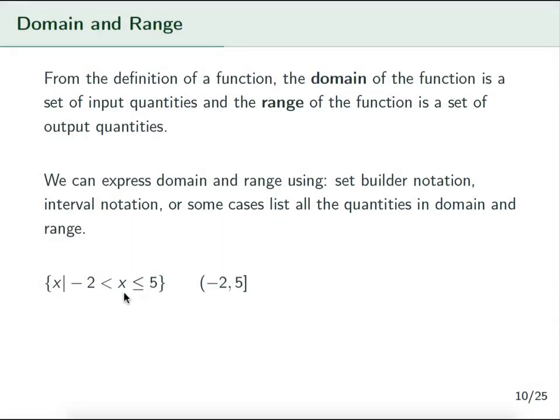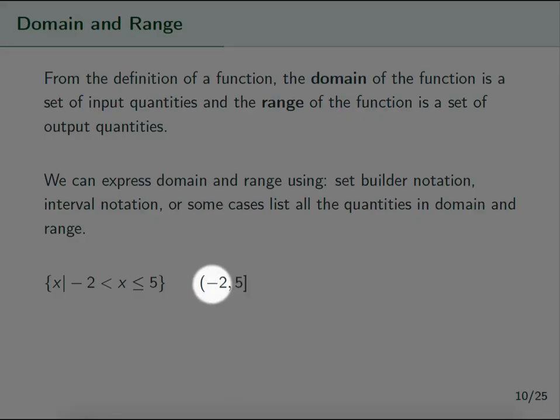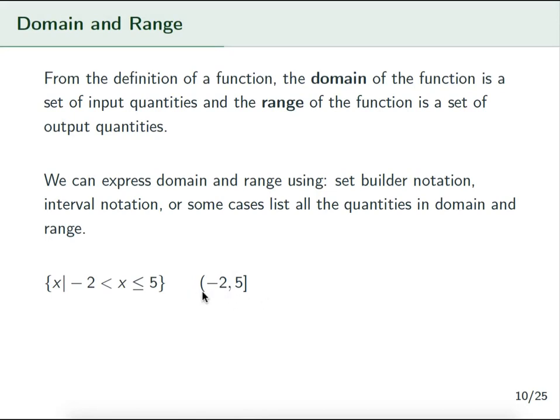So this is set builder notation. The one on the right is known as interval notation. Here what we have is -2 to 5. The parenthesis means not including -2, so excluding -2, we have numbers from -2 all the way to 5. The bracket means including 5. These two ways we wrote the domain represent the same domain, the same quantities. Again, both have infinitely many of them, but they represent the same domain.